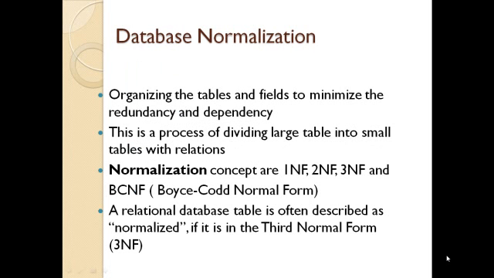Next is database normalization. In a relational database system, we have to normalize each and every table. What is called normalization? Minimizing the redundancy and dependency. For doing the normalization, we can use the concepts of 1NF, 2NF, 3NF and BCNF and so forth.